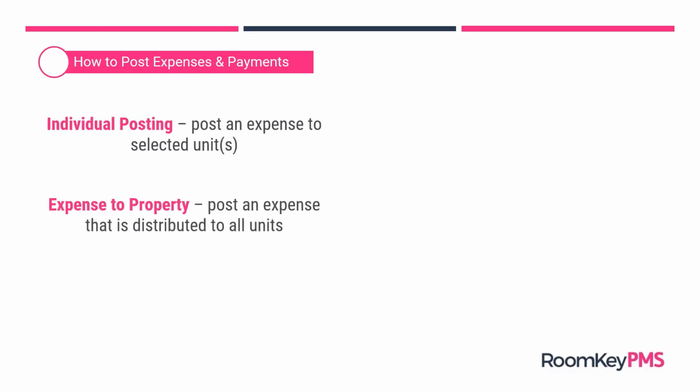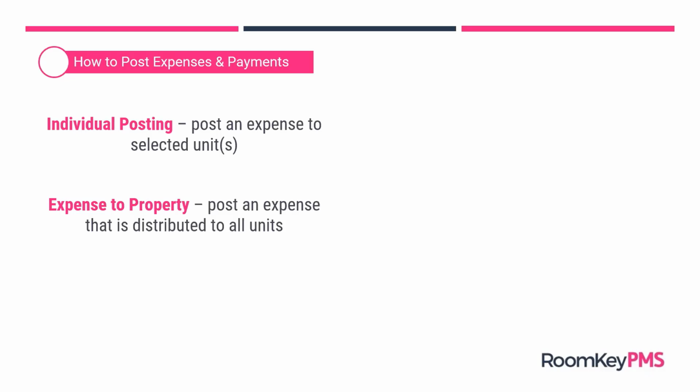So an individual posting is an expense or payment that is posted to one or more selected units. So this could be a maintenance item for a single unit that is being posted to a single owner or one or two owners in that case. The expense to property is a little bit different. It allows you to post an expense, but distribute the cost of that expense across all units.